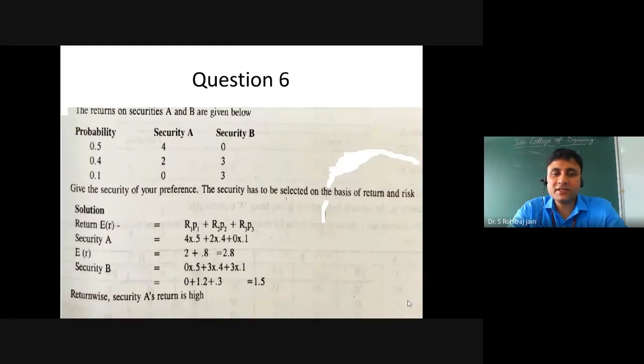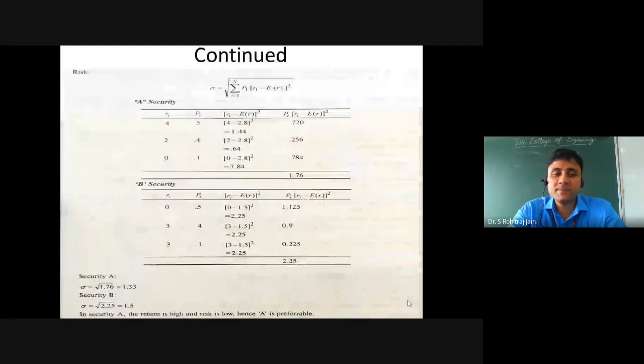Expected return of security A is how much? 2.8, compared to the return of security B. Whereas when you see the standard deviation of security A, it is less compared to the standard deviation of security B, that is 1.5. So the risk is also low in security A, whereas the return is high in security A. So I prefer, or I suggest, the investors to invest in security A based on risk and return parameters.